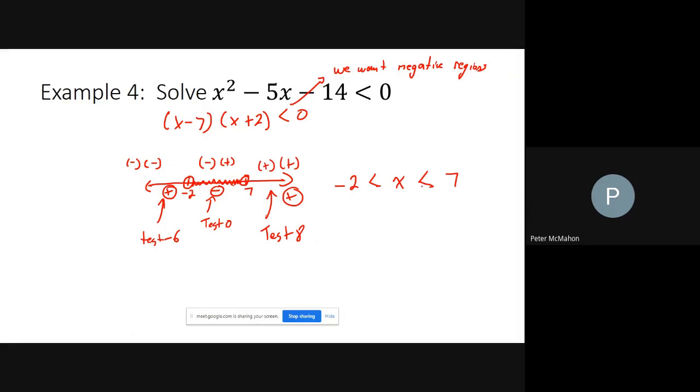Okay, and the thing that people mistake, so they kind of get these mixed up sometimes: these inequalities have to be pointing in the same direction. Negative 2 is less than x, and that x has to be less than 7, and that's how this is going to work for our solution here.